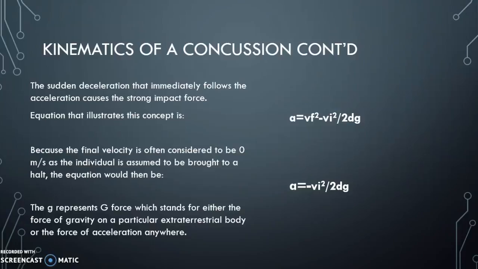An equation that illustrates this concept is a equals Vf squared minus Vi squared divided by 2dg. Because the final velocity is often considered to be 0 meters per second, as the individual is assumed to be brought to a halt, the equation would then be a equals negative Vi squared divided by 2dg.